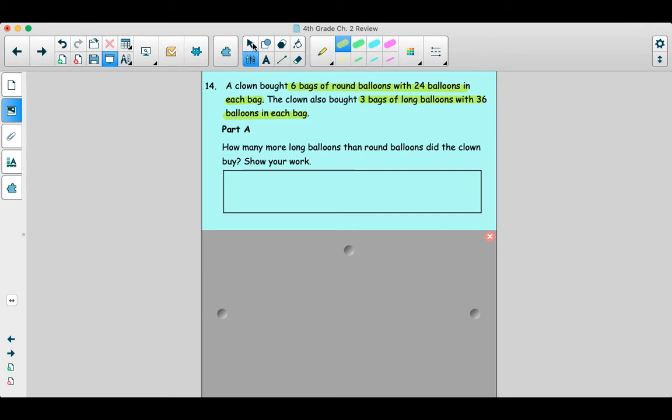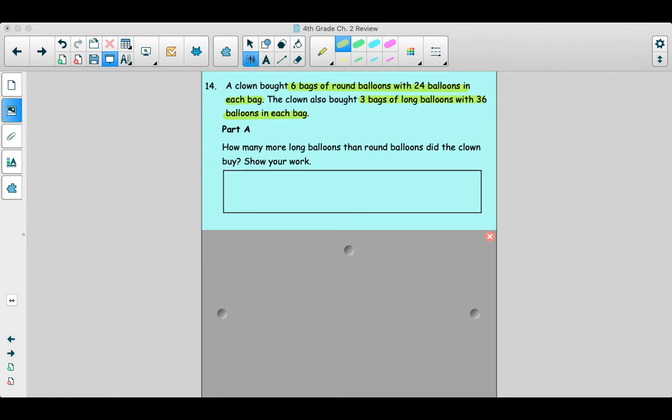You have to make the picture in your head of what's being asked. Okay, so part A is asking, how many more long balloons than round balloons did the clown buy? Show your work. Well, we don't even know how many round balloons and long balloons the clown bought yet, do we? So I guess we have to solve that first before we can even get to the next part. So let's find out. How many long balloons are there?